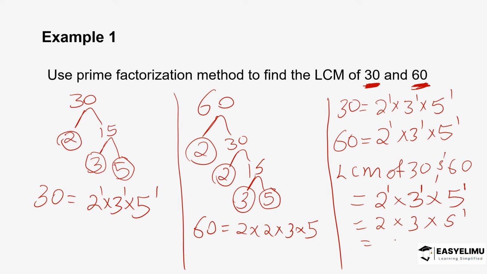So this is 6 times 5, that is... I think we made a mistake somewhere here.